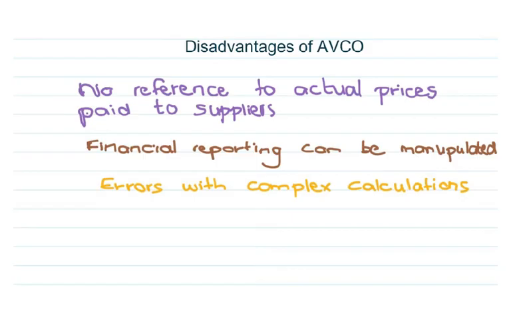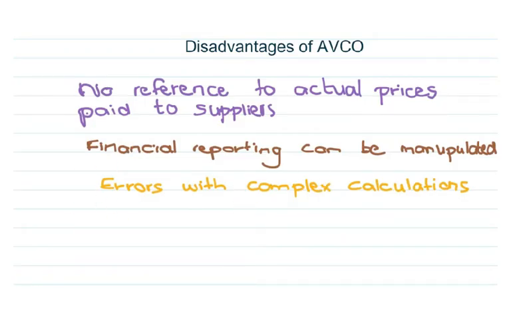Now, the disadvantages of this method is that we are not using actual prices in the financial statements because we are using an average. The financial reporting can be manipulated. Why do I say this? Because you don't use actual prices, so management can manipulate the financial statements. Then also this calculation is a bit more complex, and there can be some human errors while doing these calculations.